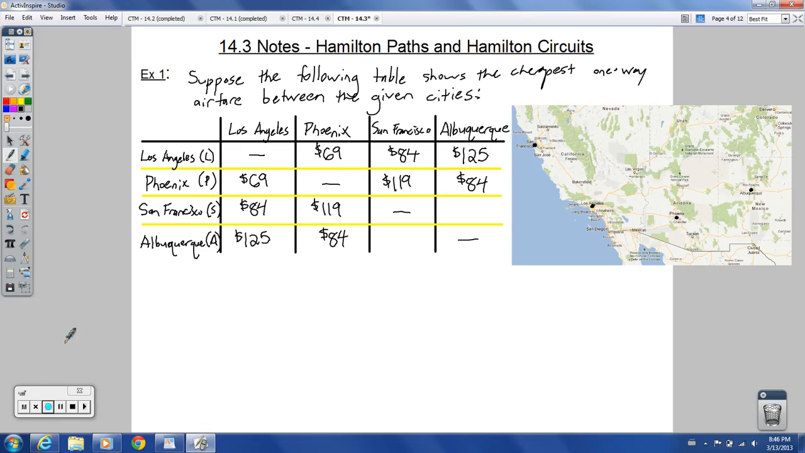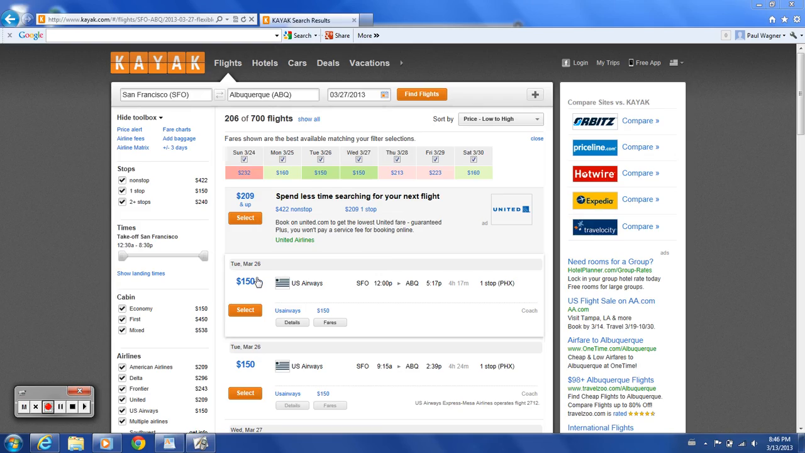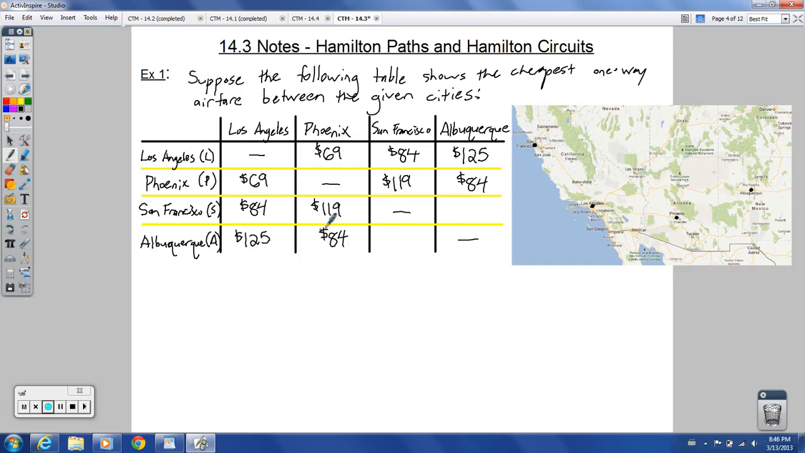And San Francisco to Albuquerque, last one. And as I thought it might be, it looks like the most expensive one. Makes sense because it's the longest trip. $150 for San Francisco to Albuquerque. So we have all our information now, and we can draw a graph.